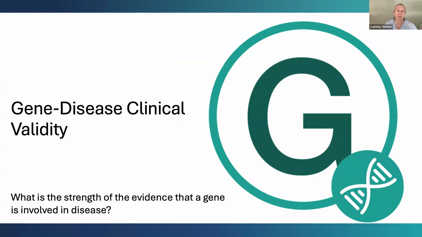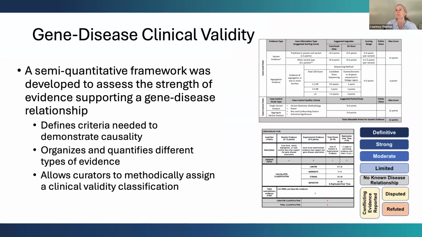So gene disease clinical validity is really at the heart, asking the question, what is the strength of evidence that a gene is involved in disease? This is a really important question for us. And for all the other curation activities, this is where it starts. We have to evaluate if a gene is even involved in disease before we can think about if a variant is pathogenic, whether or not there are actionable items to take off of that, and so on and so forth. And so I really want to stress the importance of understanding to begin with if a gene is involved in disease.